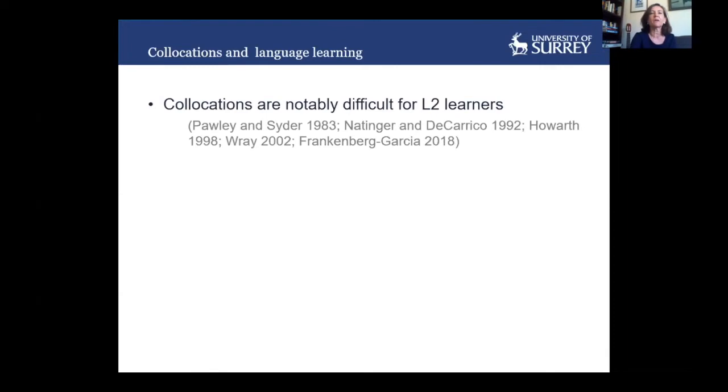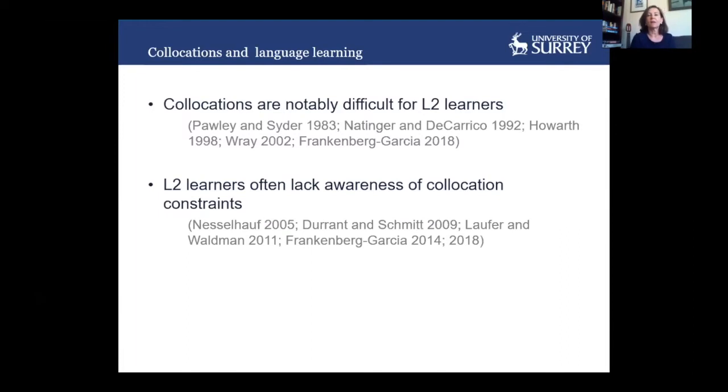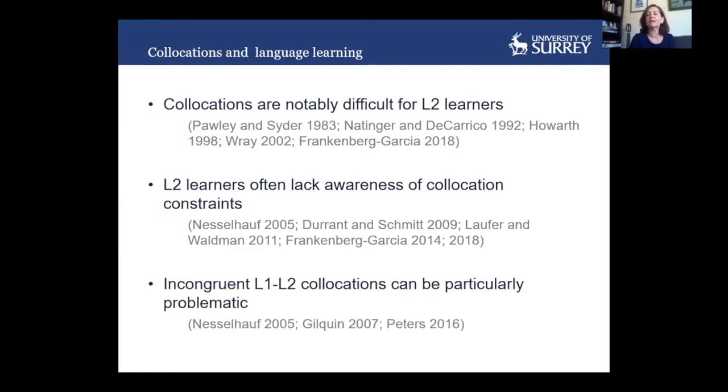Okay, so let's talk about collocations and language learning. Collocations are notably difficult for second language learners. So some of you who are not so fluent in academic English might have had a little trouble with the exercise I gave right at the beginning of this talk. And second language learners, sometimes they lack awareness of collocation constraints. So they can use certain words together without realizing that they clash. And this happens very often when first and second language collocations clash.